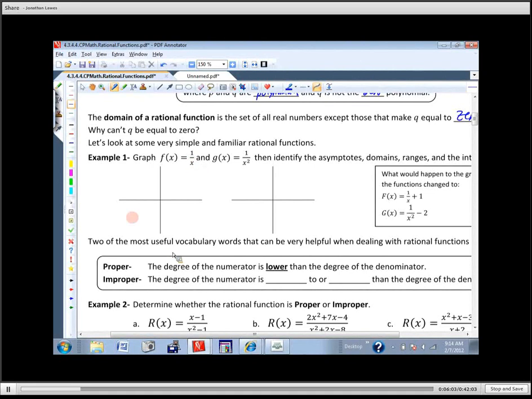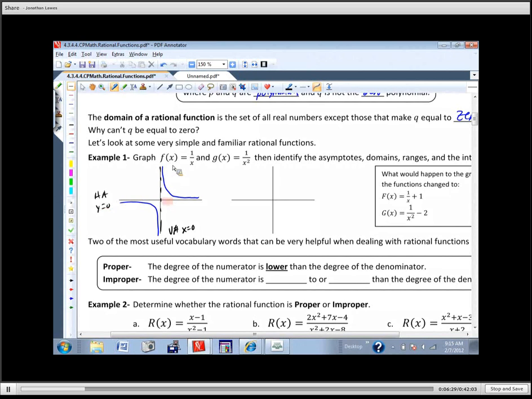Yeah, it's got this branch over here and this branch over here. So it's got a piece that looks like this, like that, and a branch that looks like this. And then we've got this vertical asymptote right here. So the vertical asymptote is x equals 0. And we've got this horizontal asymptote, y equals 0.